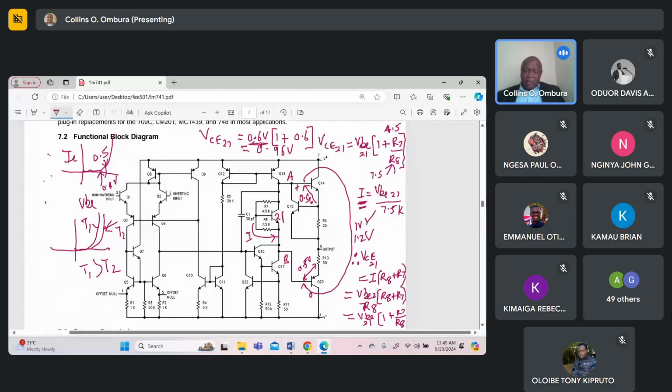So the VBE multiplier circuit will automatically compensate for temperature changes so that Q14 and Q15 are always biased at the correct voltage so that there's no thermal runaway. So that is the function of the VBE multiplier. It's called a multiplier because you can see the output VCE is VBE times (1 + R7 over R8). So VBE is multiplied by the factor 1 + R7 over R8. That's why it's called a VBE multiplier.